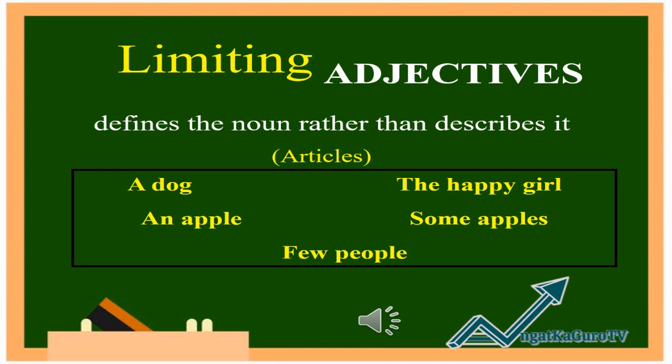While limiting adjectives define the noun rather than describe it. Example: a dog, an apple, the happy girl, some apples, and few apples. They are what we call articles.